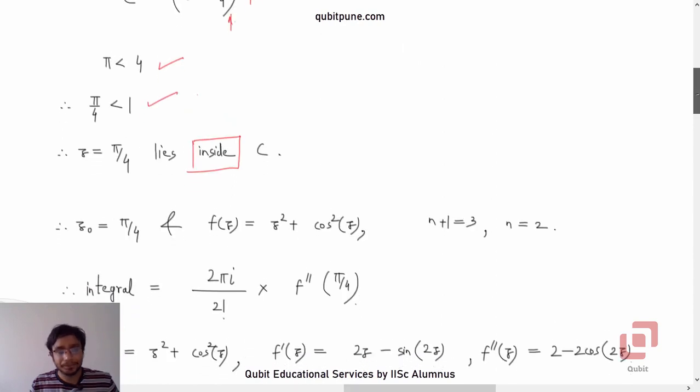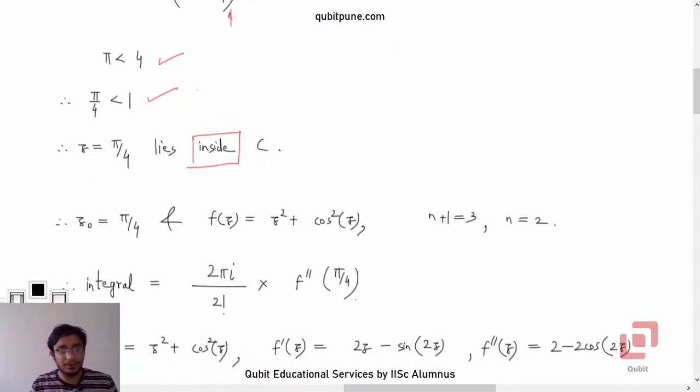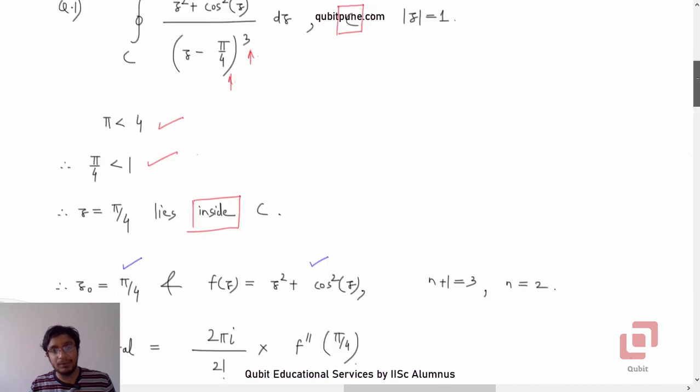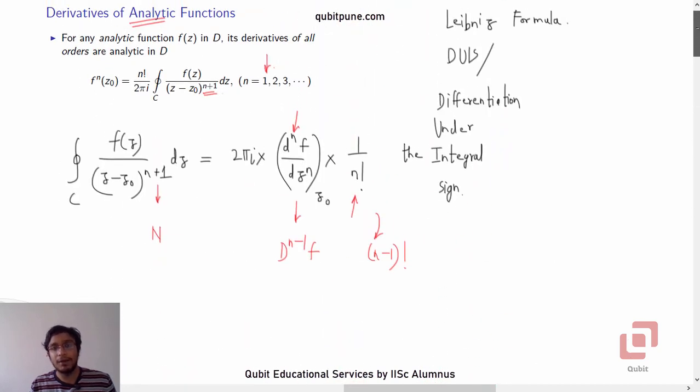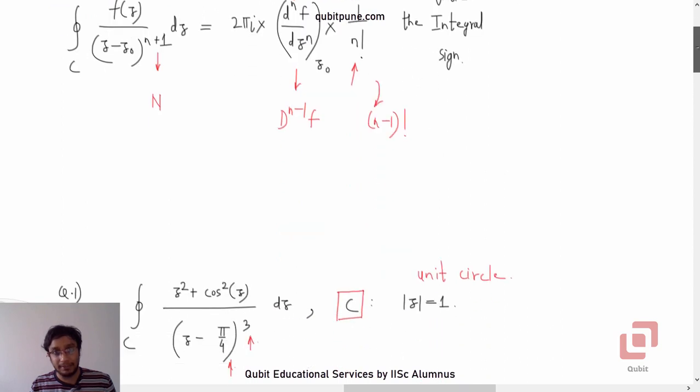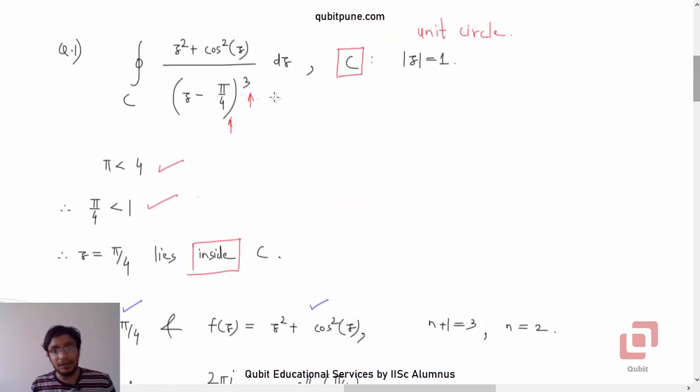To do this we will write down everything in our usual notation. Now z0 is pi by 4, very easy to identify. F of z is z squared plus cos squared z. And now is the time to make the appropriate choice for n. Remember in our formula we have written the power of the denominator as n plus 1. So if you now take n plus 1 as 3 here, it will give you n as 2, which means we will be required to find the second derivative of the function f of z and put z as pi by 4.